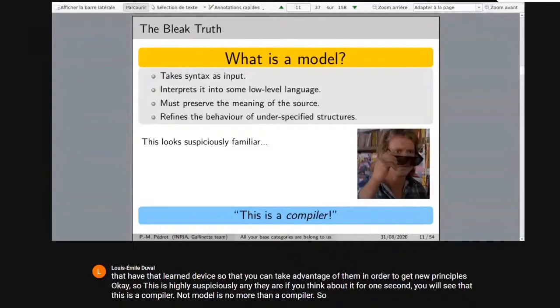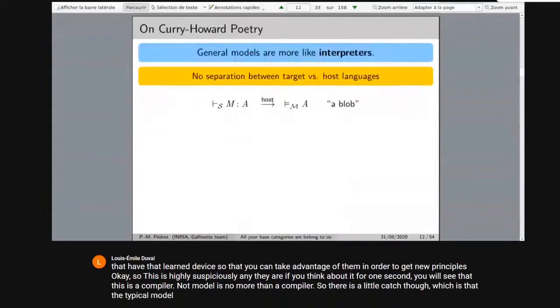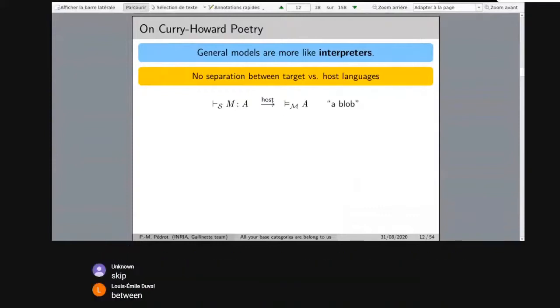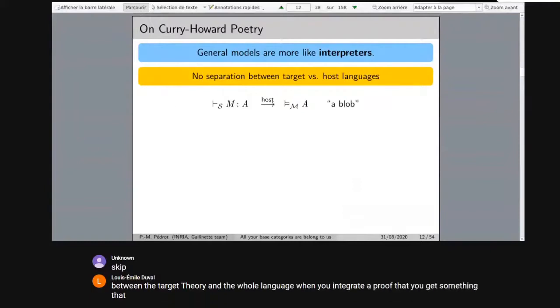So there is a little catch, though, which is that the typical model we can find in the wild is rather an interpreter instead of a compiler, because there is no real separation between the target theory and the host language. When you interpret a proof, then you get something that is blobbish. That was what was happening in the set theoretical model of presheaves. You don't have much structure.